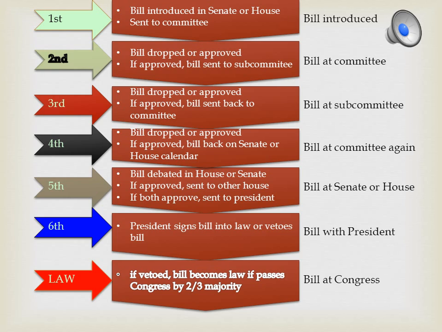The bill could be dropped or approved. Maybe the House committee really likes what's being said in this bill, and they send it to a subcommittee. So this is an even smaller committee that's even more refined and has time to really research the bill and maybe suggest changes. Again, the bill could be dropped or approved, and it's sent back to the committee. So we're going back to the committee, and the bill could be, again, dropped or approved, and then it goes back to the House or Senate, but in our case it's the House.